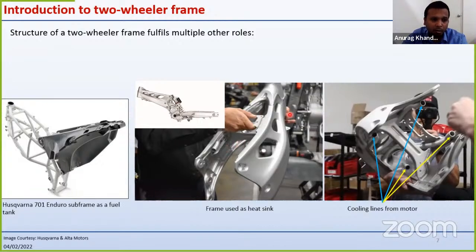The next collage of images is from a vehicle called Alta Motors Redshift. It's an EV where, if you see the last image, there are aluminum pipes. These are fabricated into the frame structure itself and are used as a cooling system, using the higher heat dissipating properties of aluminum. This frame is made out of forged aluminum and these tubes are fabricated into it and carry the coolant. One thing to take care of, obviously, is that when coolant goes through, it may heat up, so it should not come into contact with the customer. They would have taken care of that. So the frame helps in multiple ways.